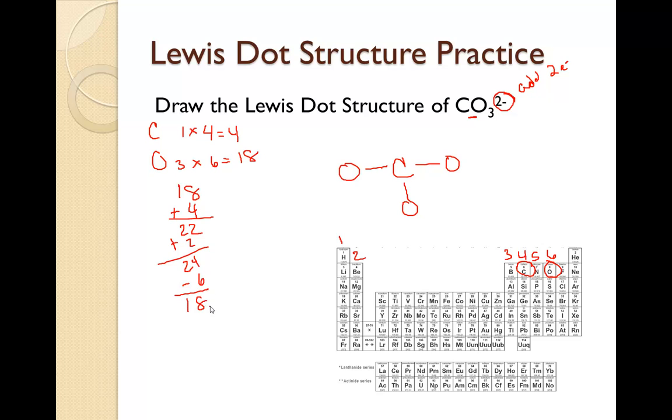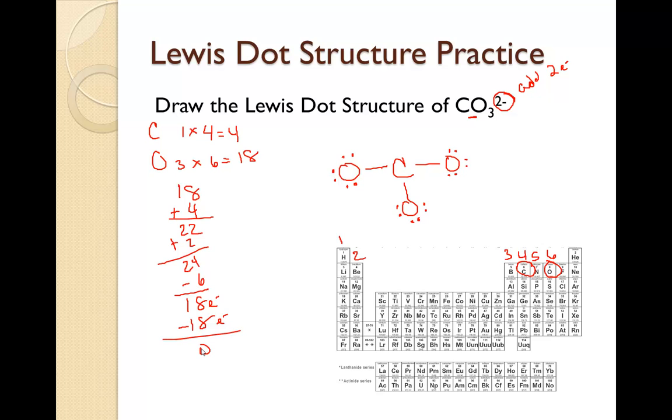From here, I need to fill in my lone pairs. 2, 4, 6, three times. That adds up to 18. So we've used all our electrons at this point. We have no more to spare.